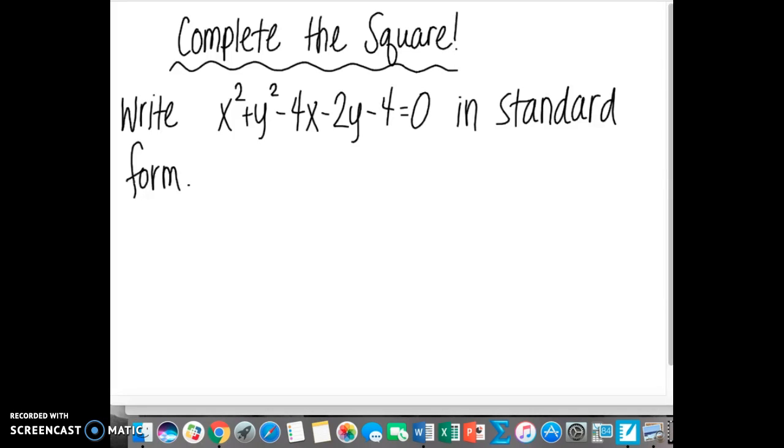This is Miss Steele's Algebra 2. We're doing a Chapter 10 review. The next two problems I'm going to complete are just writing different conics in standard form, and we're going to do so by completing the square.